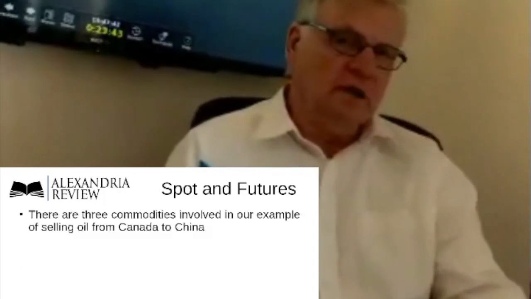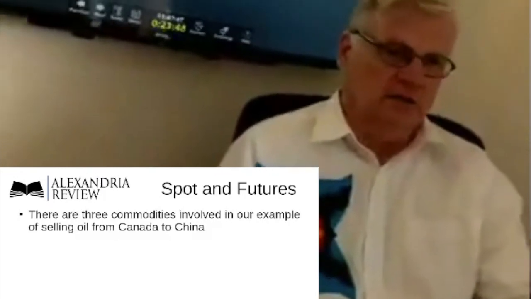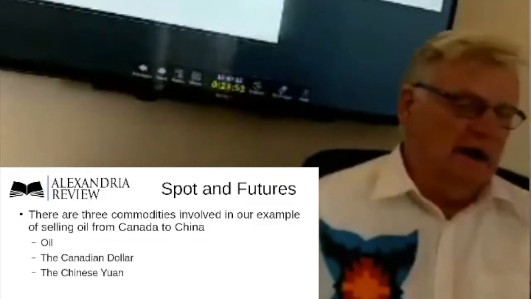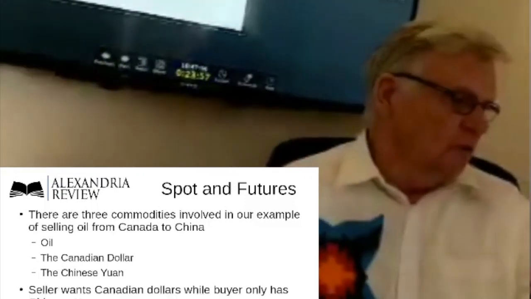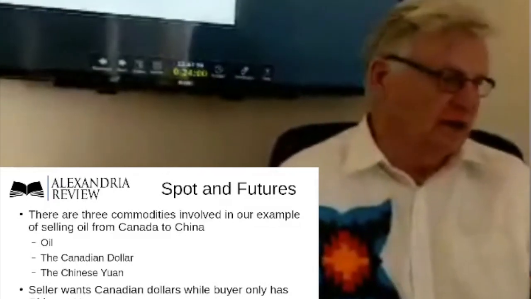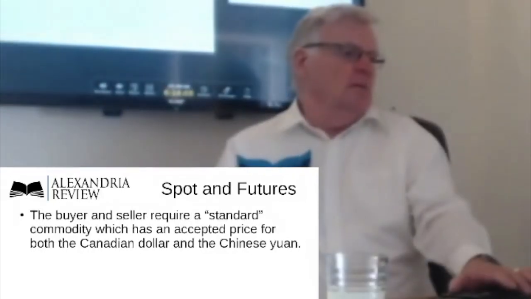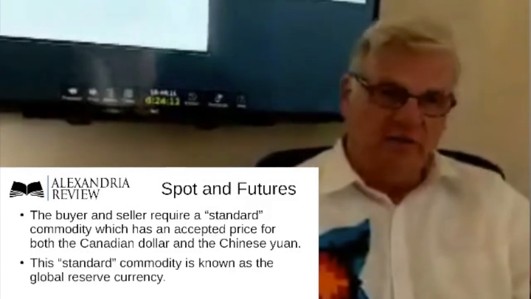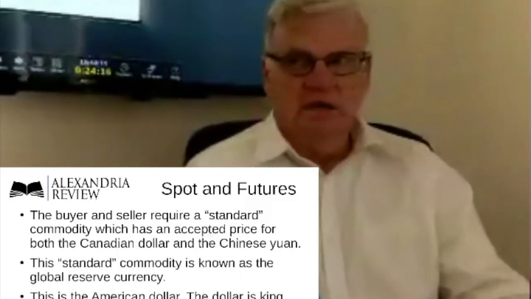So there are three commodities involved in our example of selling oil from Canada to China. There's oil, there's the Canadian dollar, and there's the Chinese yuan. The seller wants Canadian dollars, while the buyer only has Chinese yuan. So the buyer and seller require a standard commodity which has an accepted price for both the Canadian dollar and the Chinese yuan. This standard commodity is known as the global reserve currency. This is the American dollar.